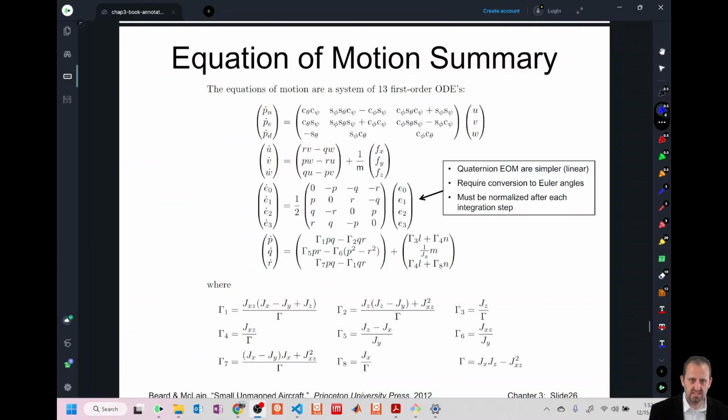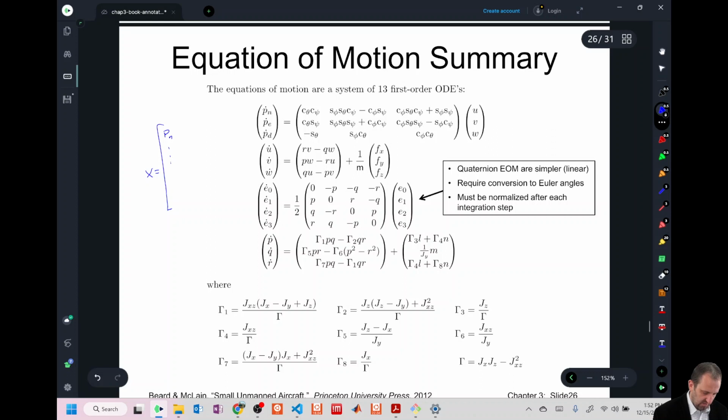So looking at these equations of motion, previously we had introduced this idea that we have a state x. So our state x is equal to Pn, and we have 13 of these states all the way down to R.